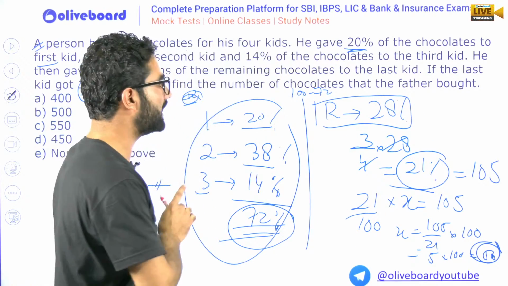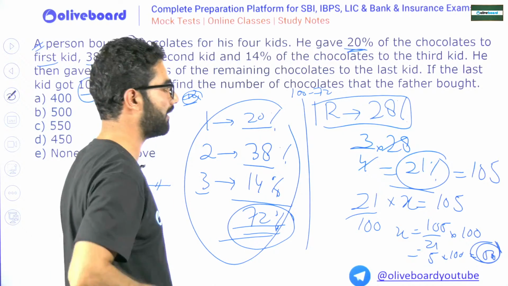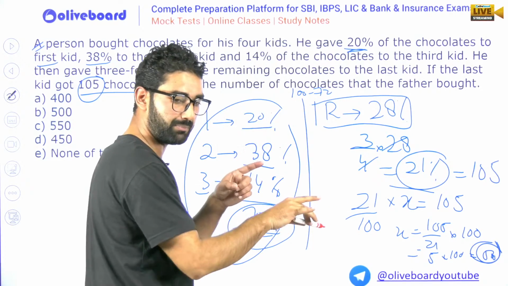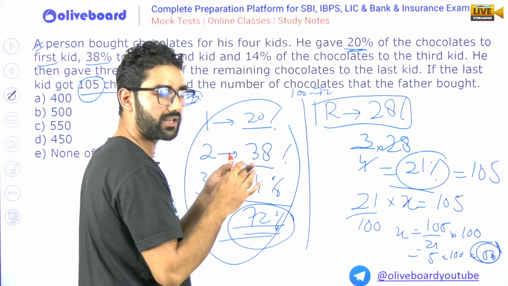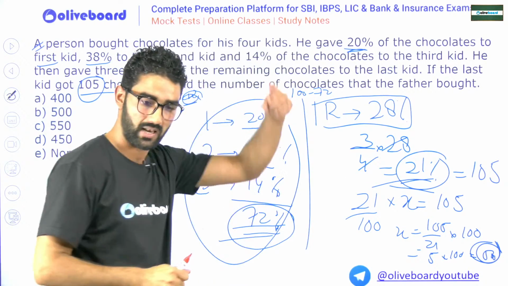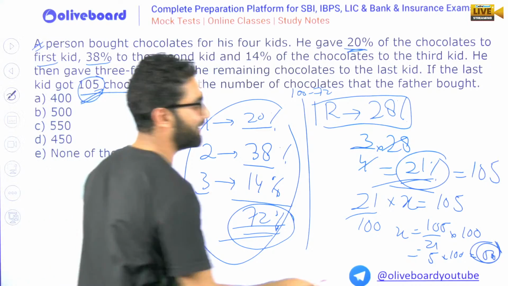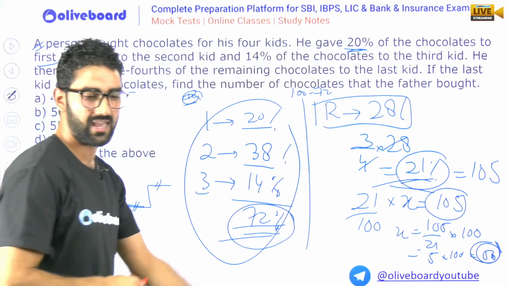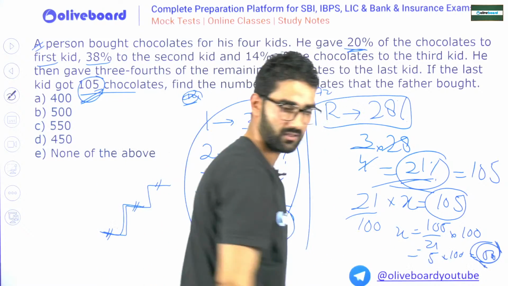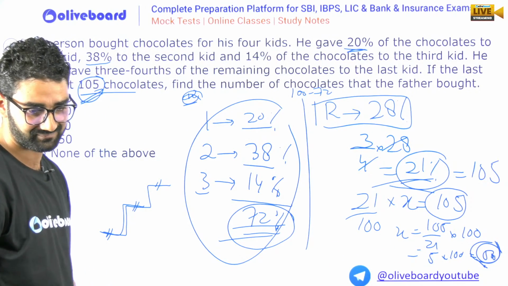Clear? Now 28 percentile are the remaining chocolates. Now he says out of this remaining part, 3/4 is given to the last kid. That is, 21 percentile is given to the last kid. Also it is given that 21 percentile is nothing but 105, and you can calculate 100 percentile or x percentile. Multiply the data with 100, it will become the 500 chocolates we have.